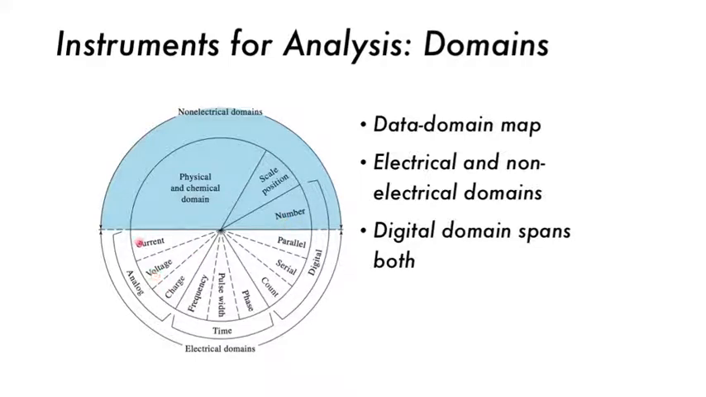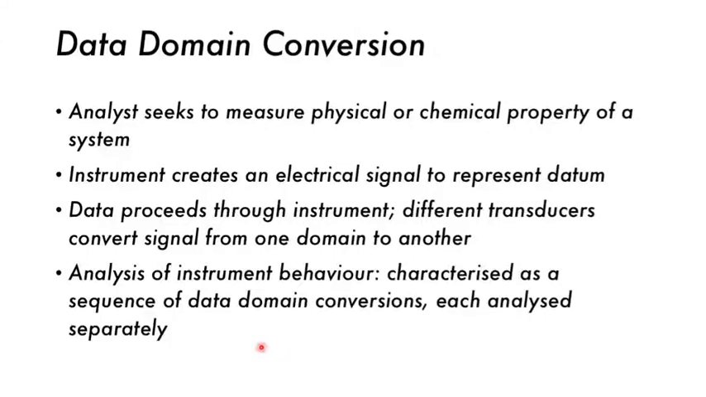Usually in the electrical domains, the ones used the most are current, voltage, charge, and frequency. Of those four, it's current, voltage, and frequency. Frequency is used in things like FTIR measurements, so infrared measurements. Unfortunately, I don't know if we'll cover infrared measurements, but in third year, we definitely will. The physical and chemical domain is what we are really interested in, but it's hard to measure, so we use electricity.